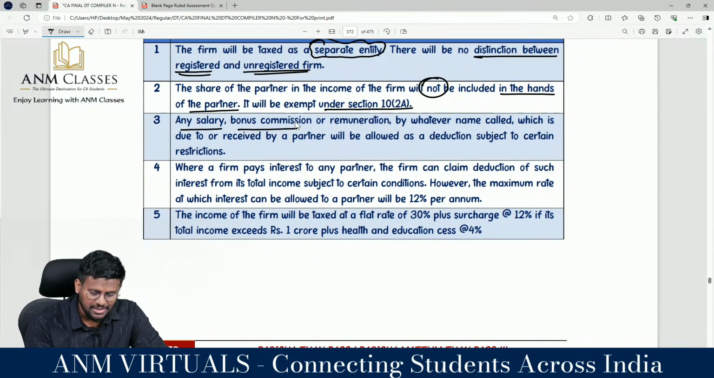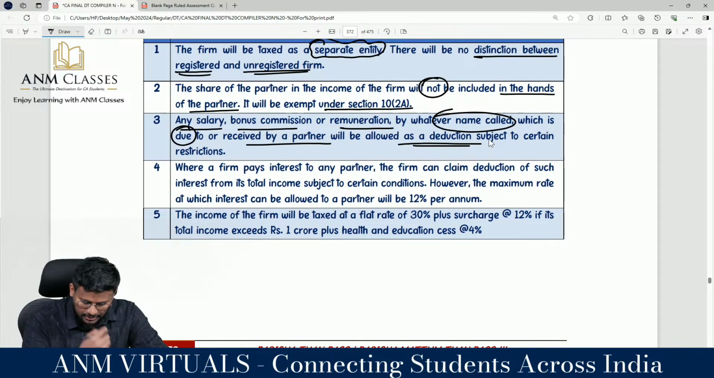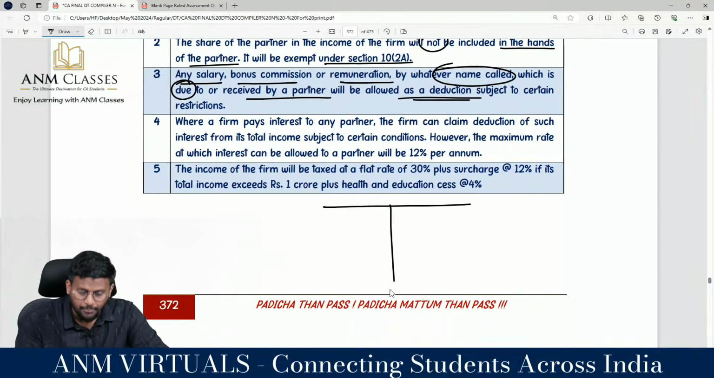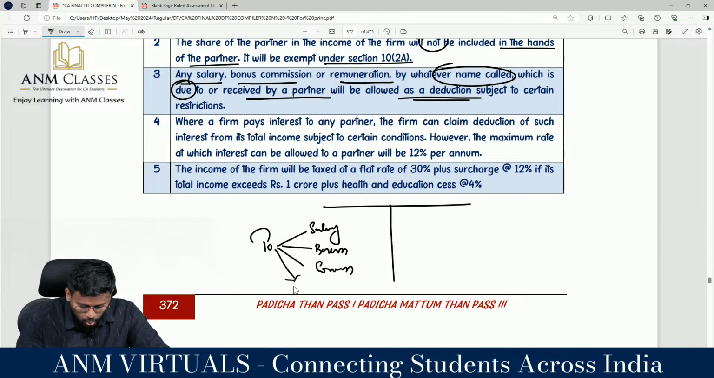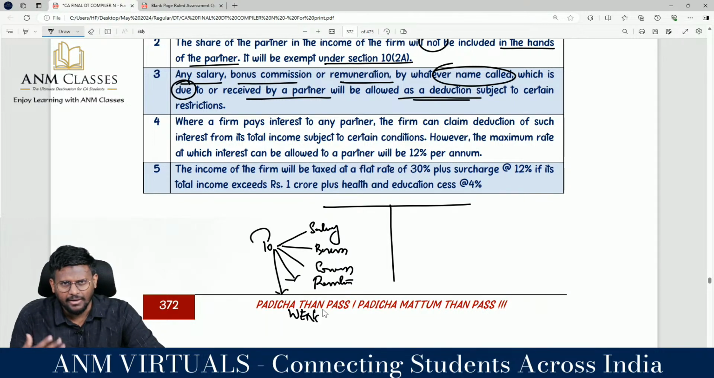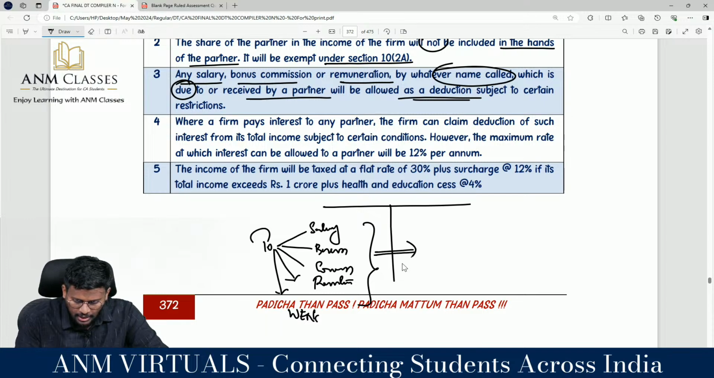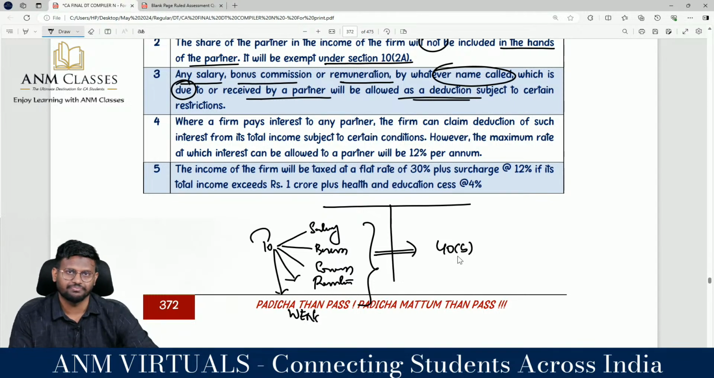Any salary, bonus, commission, remuneration or by whatever name called, which is due to or received by a partner will be allowed as deduction subject to certain restrictions. That means in the P&L account of the partnership firm, a partnership firm alone can debit one extra item, like salary, bonus, commission, remuneration, by whatever name called, and this will be allowed as per section 40B, that is an extra section applicable to partnership firm.